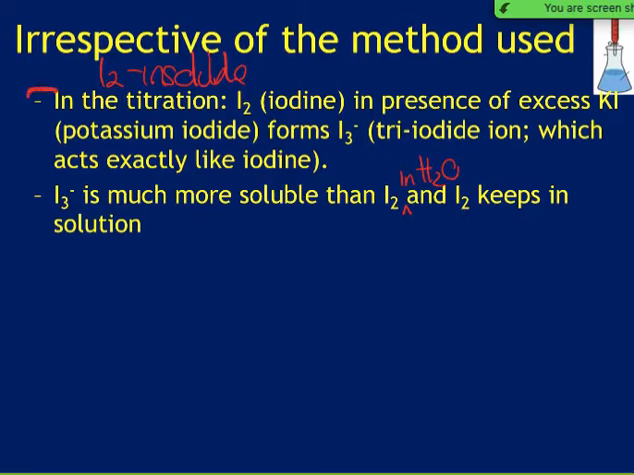So that's a real important point. If you need to draw for yourself, in your flask you will have I2, but in your flask you will have also I3-, and it's this I3- that acts like iodine, but it keeps the iodine in solution for you.